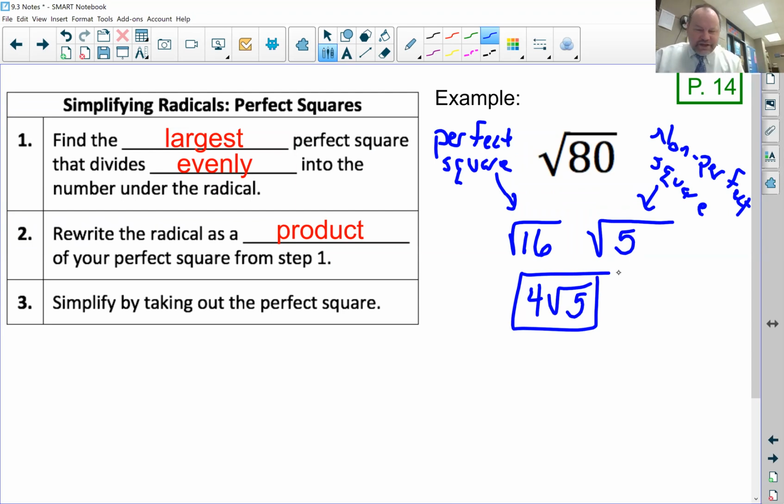So you can see we get the same answer using both methods, which is good. And it's kind of a personal preference. Which one do you like? I personally use this method with the perfect square. Some people don't like the perfect square method. They use the factor tree method. Again, they both work. They're both good methods.